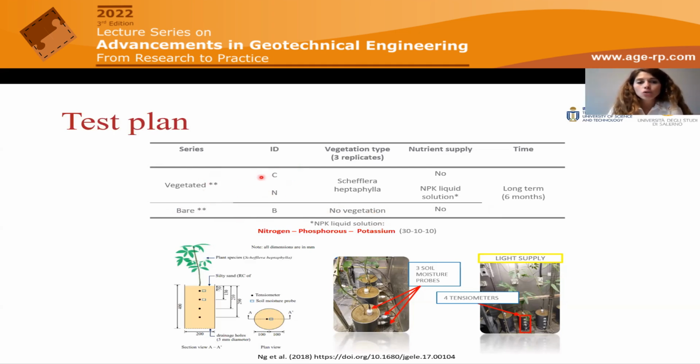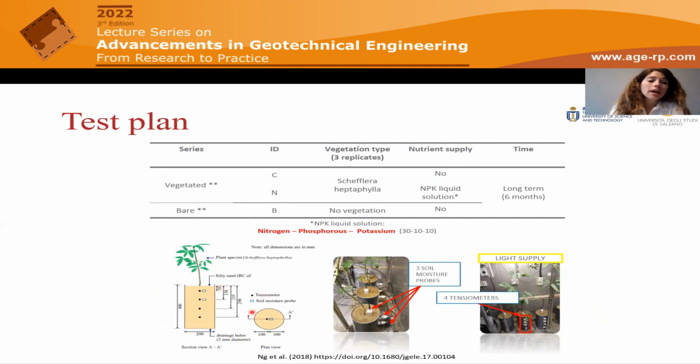One was left as control without adding nutrients, and the other one was by adding an NPK liquid solution, which is nitrogen, phosphorus, and potassium, to a ratio 30-10-10. And this was done for a period of 6 months by supplying every week water and nutrients for the nutrient series. Here you can see some details of the experimental setup.